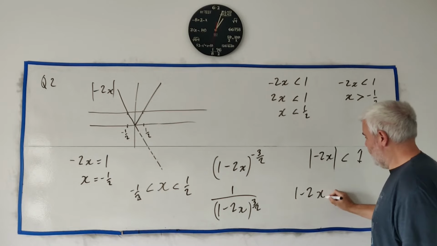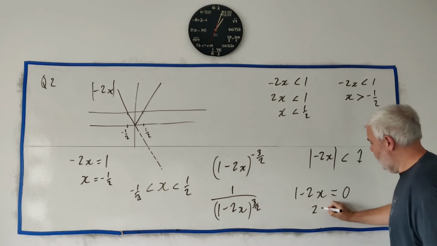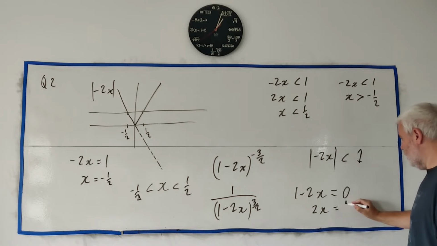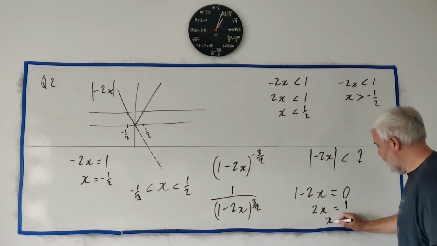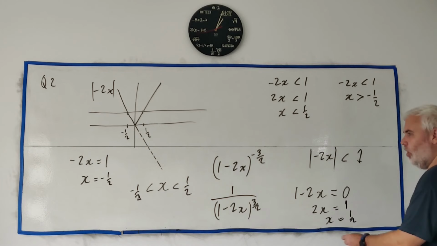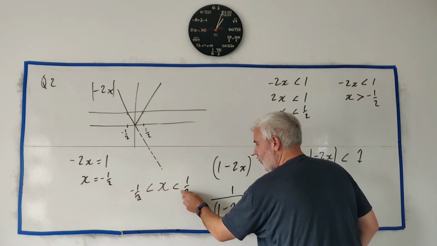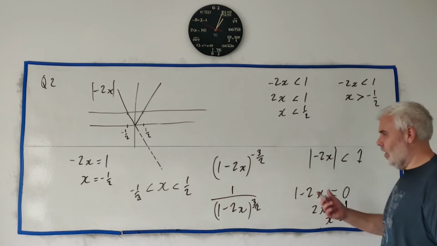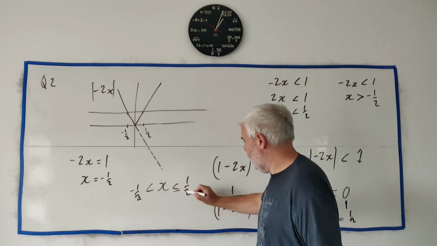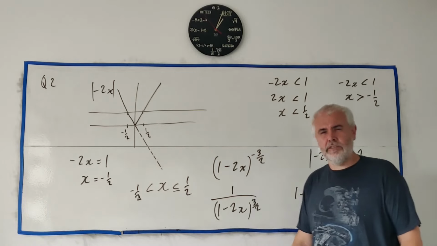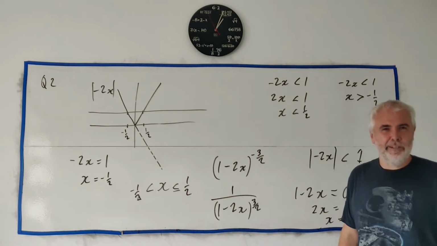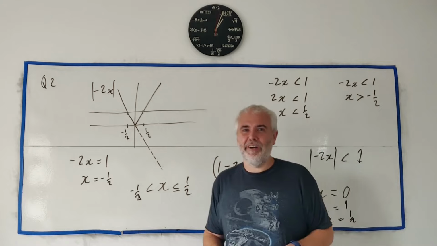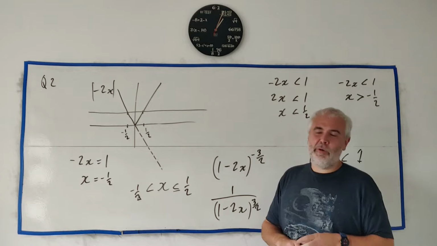So I'd always be worried, when is this 0? 1 minus 2x, when is that equal to 0? Well, that happens when 2x equals 1, so x equals a half. So not only is it not valid when it's less than a half, I don't think it's valid when it equals a half either, because of dividing by 0. So I'd put that in for full marks. I don't think the examiner would take a mark off there, or maybe I'm wrong as well. That's very possible. Okay, that's it for question 2.